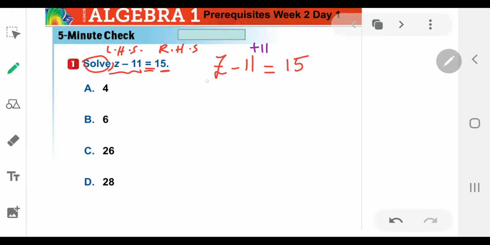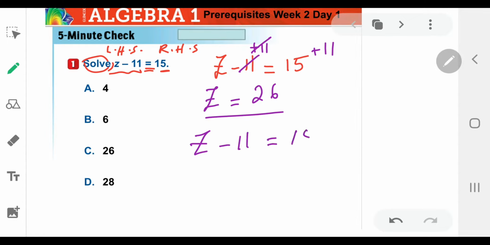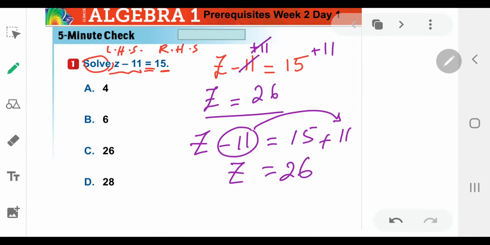But as we know, we have to balance the equation, so we cannot just add 11 to the left-hand side. We have to add it also to the right-hand side. And in this case, z is totally isolated. 11 plus 15 is 26. What we used to do commonly is just dragging the 11 to the other side with the opposite sign. If it's negative 11 here, you just drag it to the other side as positive 11, and you remove it from the left-hand side, so z will be 26. So they are all the same, but this is actually the quicker and faster method.